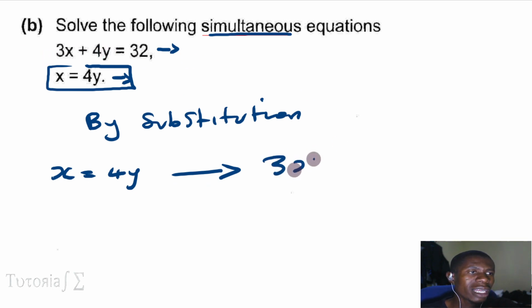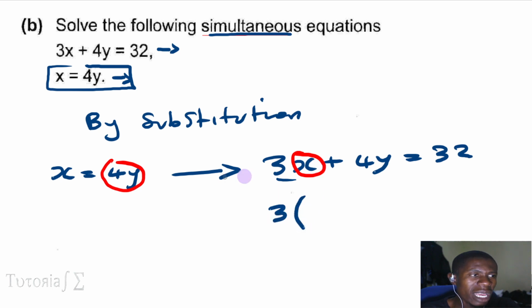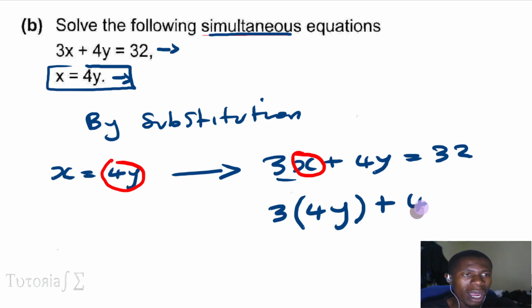Then we are going to substitute in the other equation on top here, which is 3x plus 4y equals 32. Where there is x in this equation, we're going to substitute with this, because x is equal to 4y. So this equation then will become 3, then where there is x here, we put 4y. We close the brackets. Then plus, we have a 4y here again. So 4y equals 32.